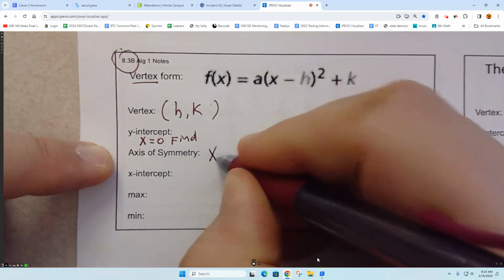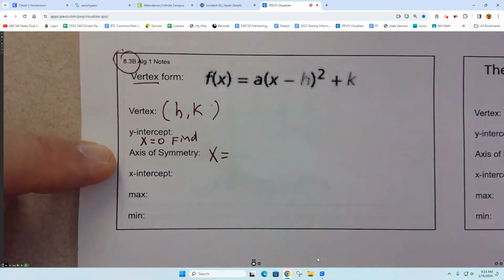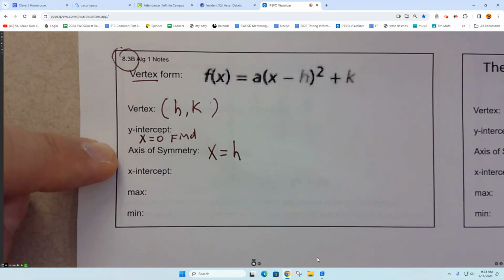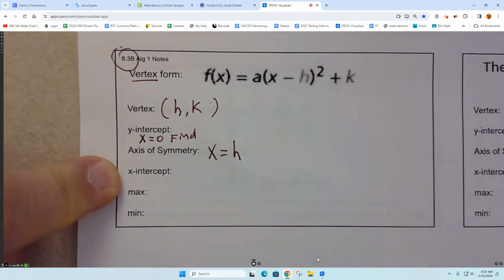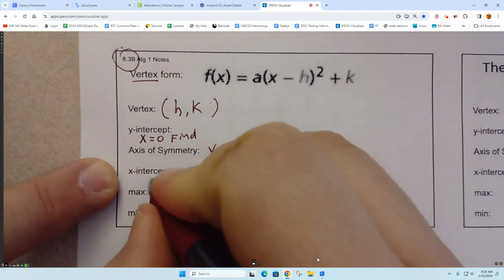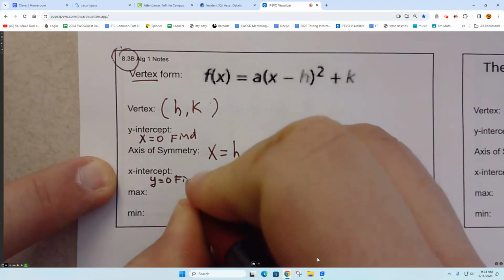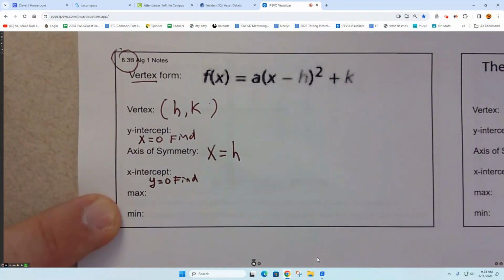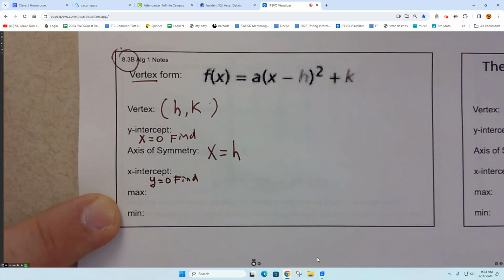Axis of symmetry means x equals h. And I hope that we understand that this is a line that literally cuts it in half. If I did y equals a number, it'd be a line, x equals a number. Okay. X-intercept. We haven't talked about this before, but how can I find the x-intercept? Okay, so we could visually see it if we threw this into Desmos. Y equals 0. So we want to just plug y equals 0 in there. And then for max and min, we're either going to have one or the other.